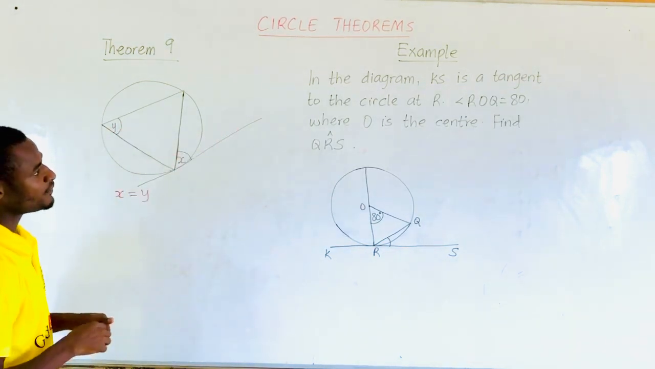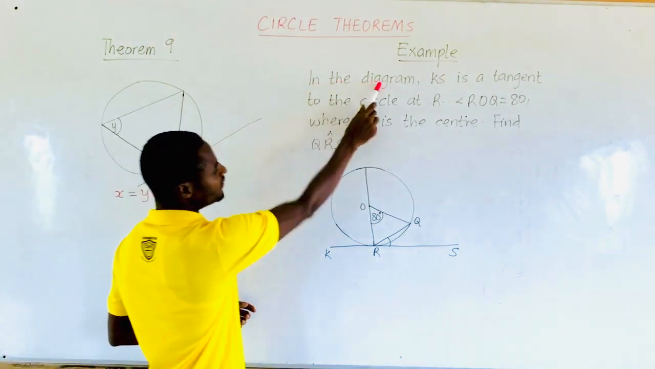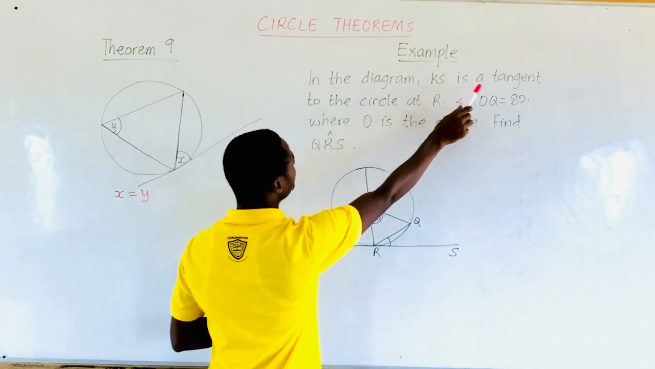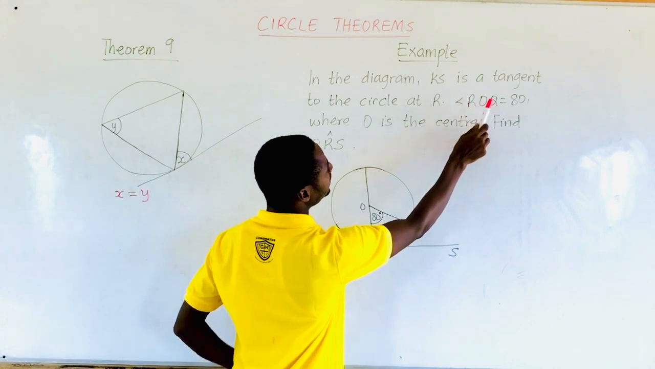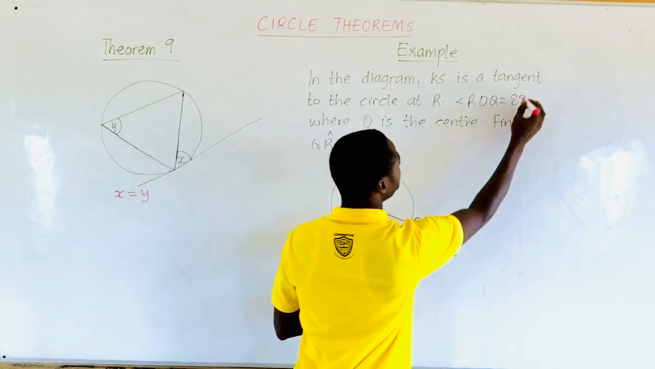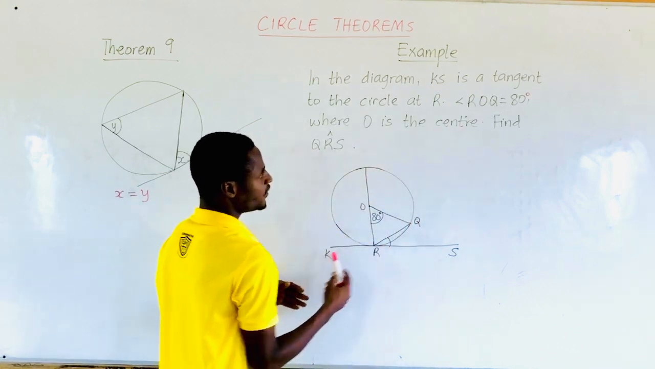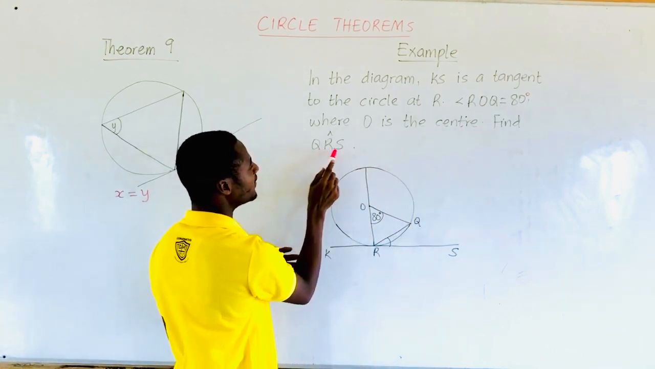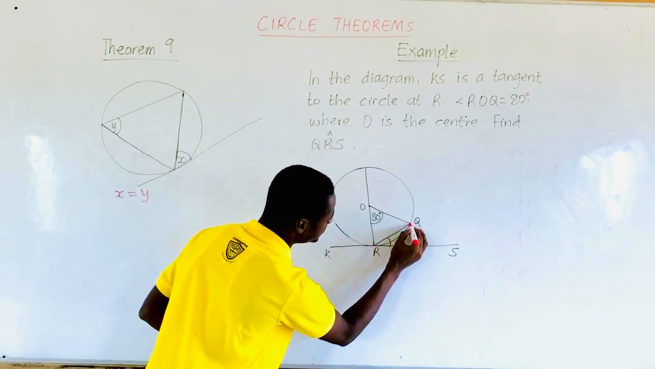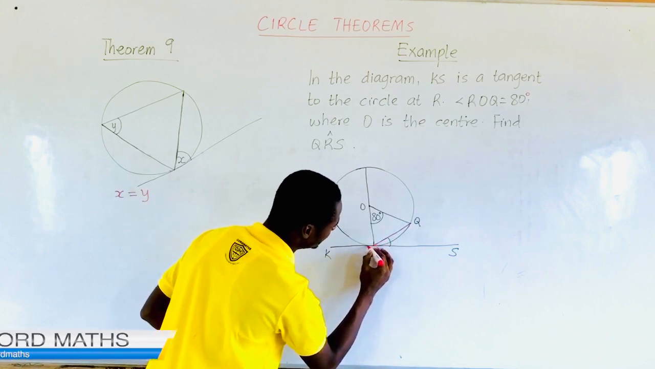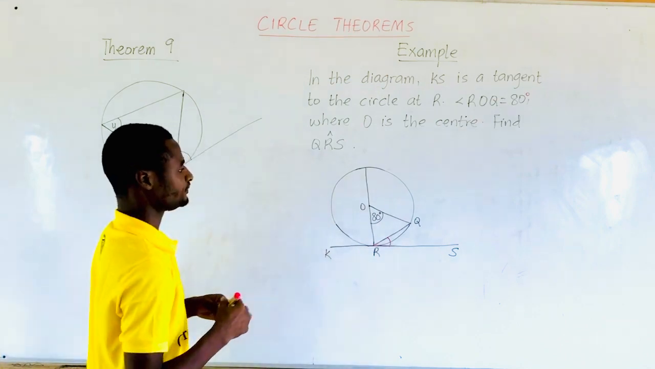Let's use an example to explain this concept. Now in the diagram below, KS is a tangent to the circle at R. Angle ROQ is equal to 80 degrees, where O is the center of the circle. We want to find angle QRS. This is the angle at R, the angle between the chord and the tangent. So we want to find this angle.